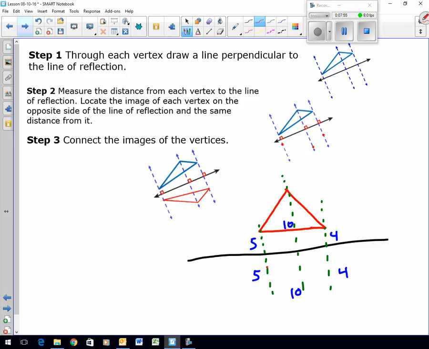I would get my perfect reflection. Okay? That's my perfect reflection. You can create your own later. But it's that simple, all right? Of course you can't freehand it. You have to know the concept behind it geometrically.